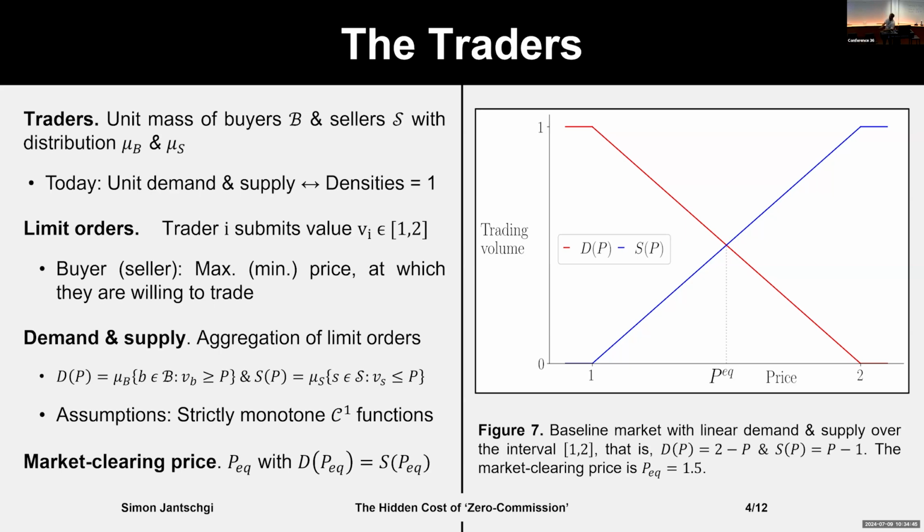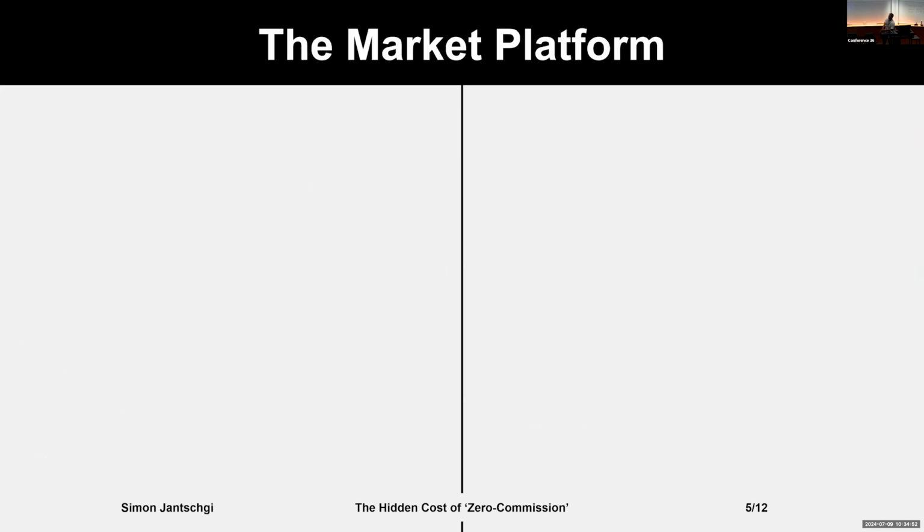So what I'm going to be interested in is, on the one hand, the market clearing price, which is simply the Walrasian equilibrium, so the intersection of demand and supply. Now, those are the traders. Now, what is the market platform going to do in my model?